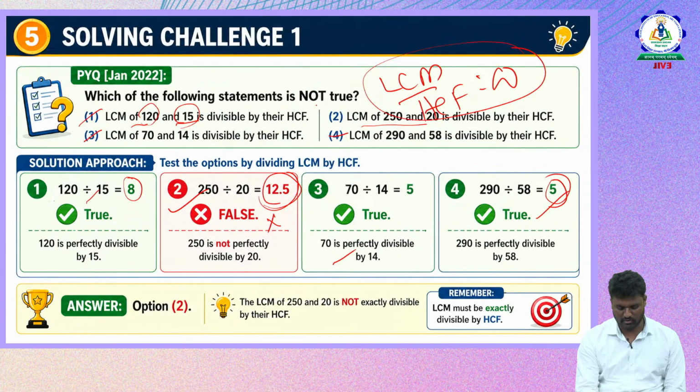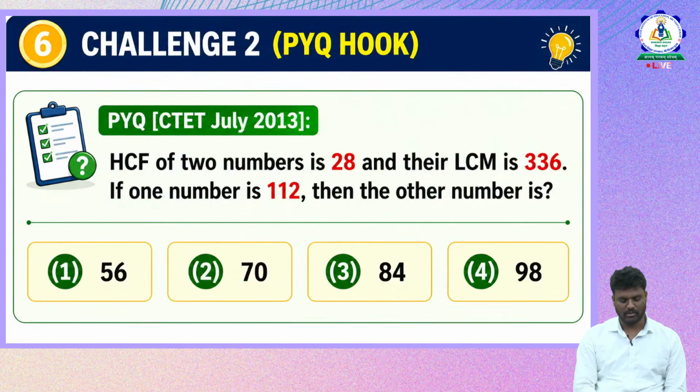We have to see that the question asks which is not true. If they asked which statements are true, then we would say 1, 3, 4 are true, but we are asked which is not true, so option 2 is the correct answer. The LCM of 250 and 20 is not exactly divisible by their HCF, but LCM must be exactly divisible by HCF. We have to remember this point, because the LCM is always a multiple of the HCF. Now the second question.